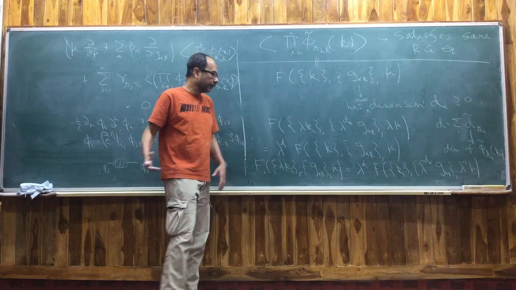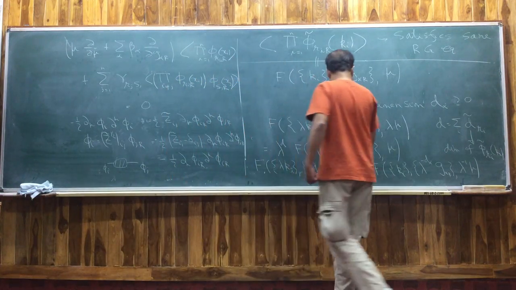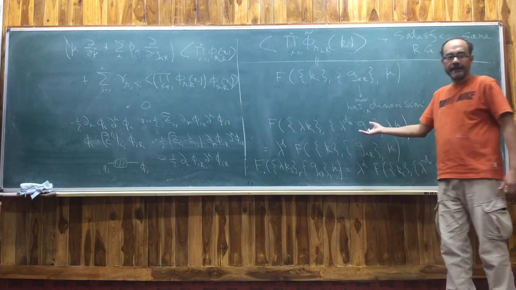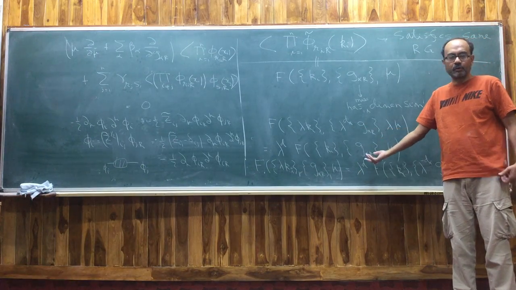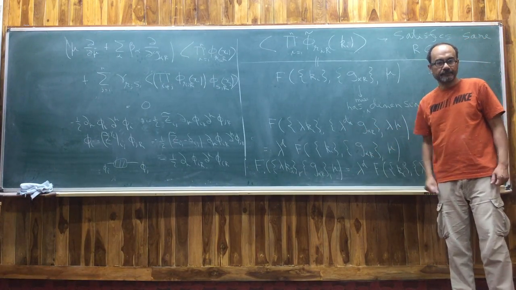Okay, and the point is this is a functional relationship, right? This is valid for every mu and every g alpha. So I can always choose to call this my g alpha.